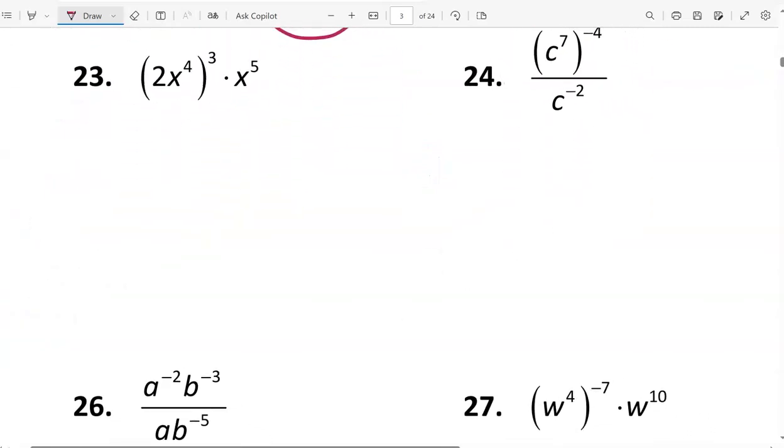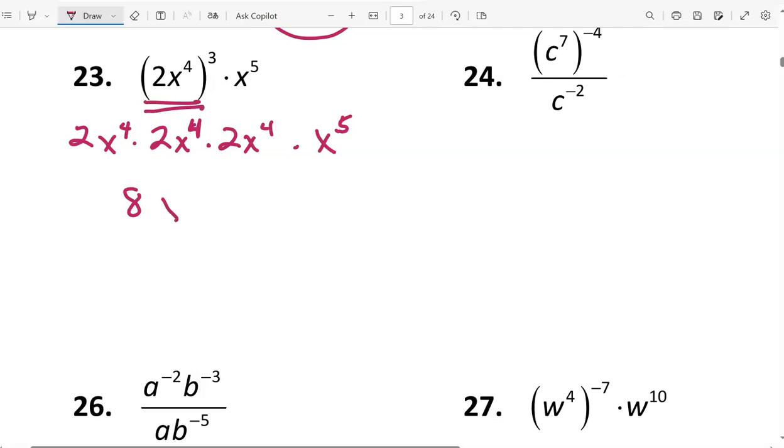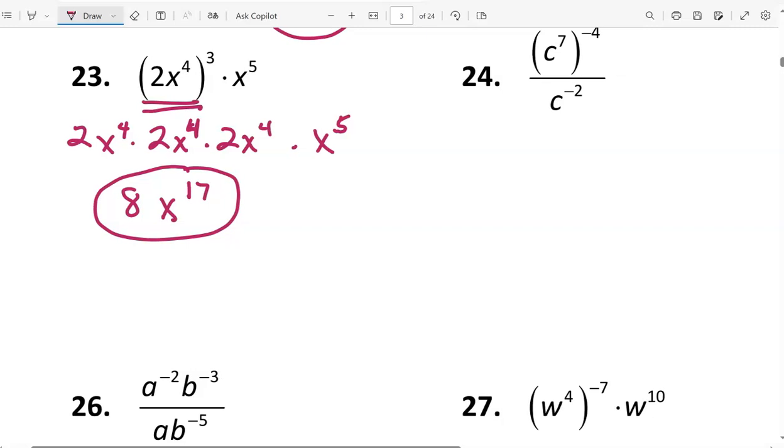For number 23, we have an exponential expression here. 2x to the 4th raised to the 3rd power really means 2x to the 4th times 2x to the 4th times 2x to the 4th. And that'll bring down that x to the 5th. Now this is all multiplication. 2 times 2 times 2 is 8. And all of the exponential expressions involving x have the same base, so we'll keep the base and add the exponents. 4 plus 4 plus 4 plus 5 is 17, so 8x to the 17th.